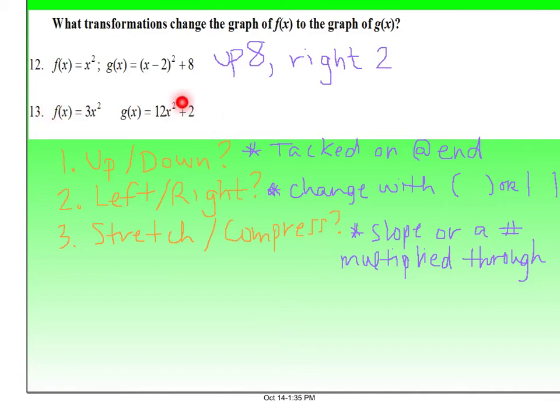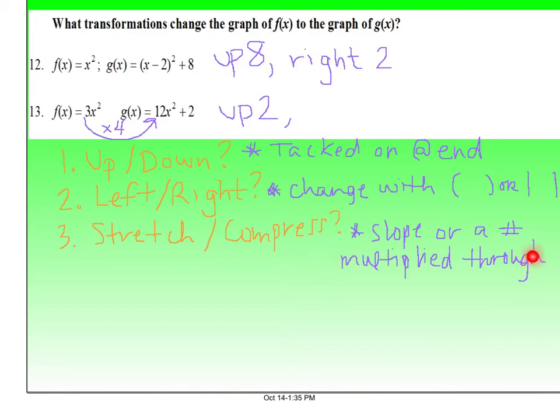So my next example I'm going to look at, I see I started with 3x squared and ended with 12x squared plus 2. Again, I just have this random plus 2 tacked on at the end. So that tells me I'm going up by 2. The other thing I noticed is that I went from 3x squared to 12x squared. And the way that happened is I went from 3 to 12 by multiplying by 4. Now if we think about it, a number multiplied through, I multiplied this whole thing by 4.